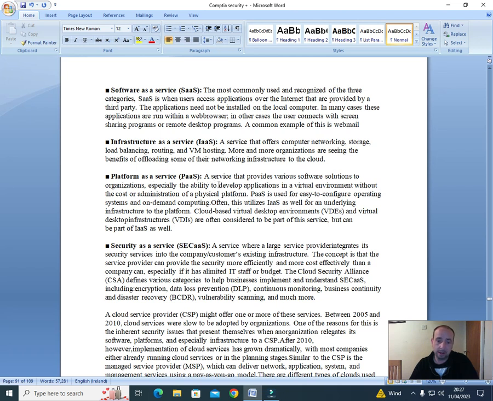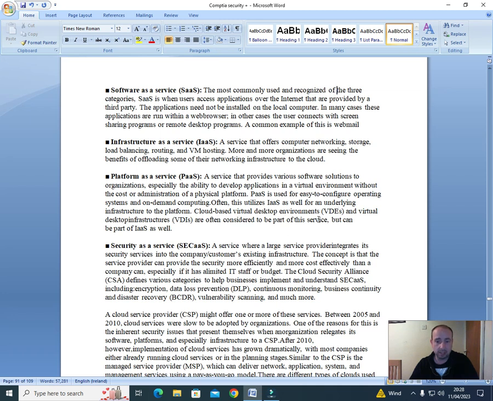Platform as a service, PaaS, a service that provides various software solutions to organizations, especially the ability to develop applications in a virtual environment without the cost of administration of a physical platform. PaaS is used for easy to configure operating systems and on-demand computing. Often this utilizes IaaS as well for an underlying infrastructure to the platform.